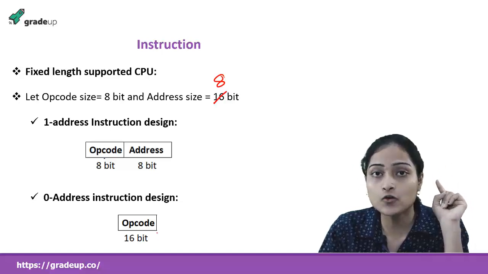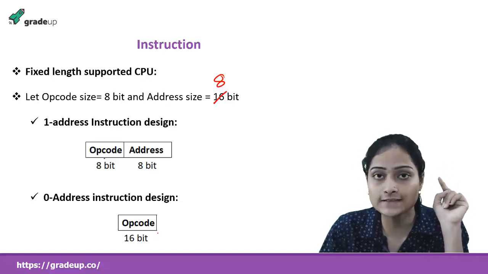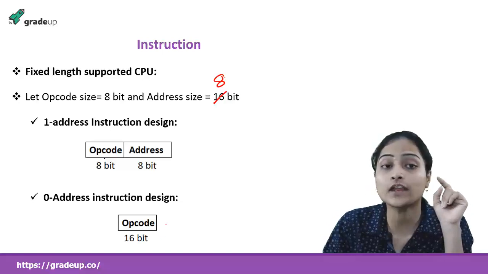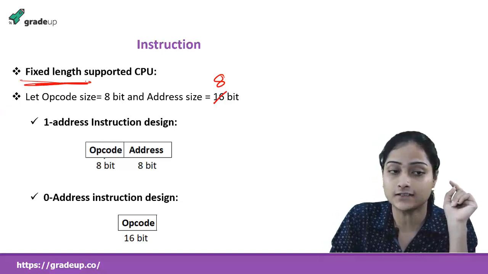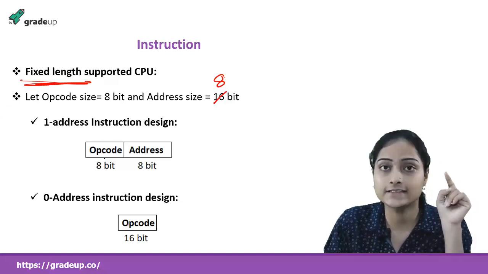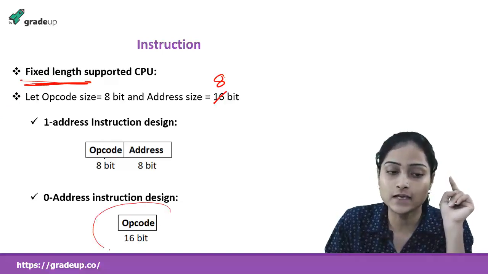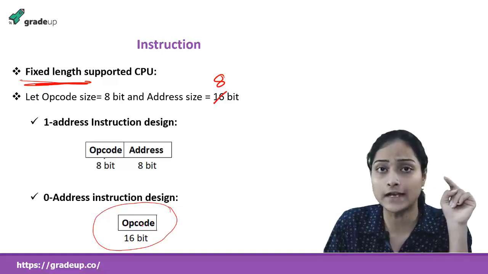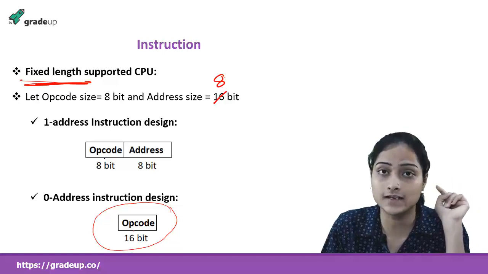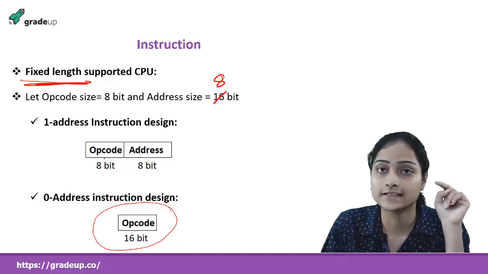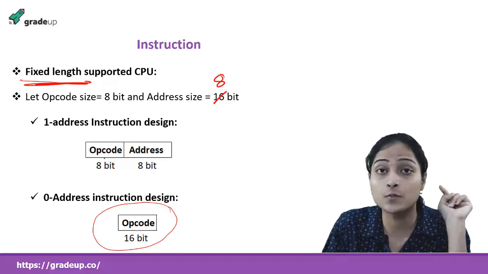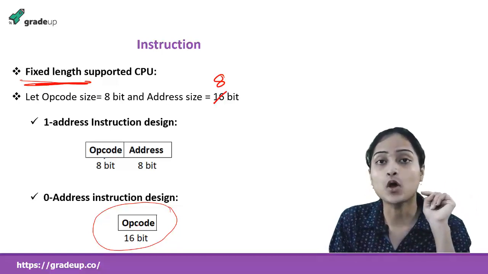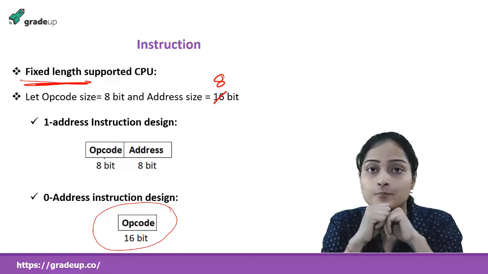But if you are going to have only the opcode part in your instruction, then your instruction will be of 8-bit. But you are supporting only fixed length instructions. It should be of 16-bit. So this is the problem which arises here. In some instructions opcode is of 8-bit, but in some other instructions opcode is of 16-bit. That is, you have to merge your address part into the opcode part. This is the problem with fixed length supported CPU.